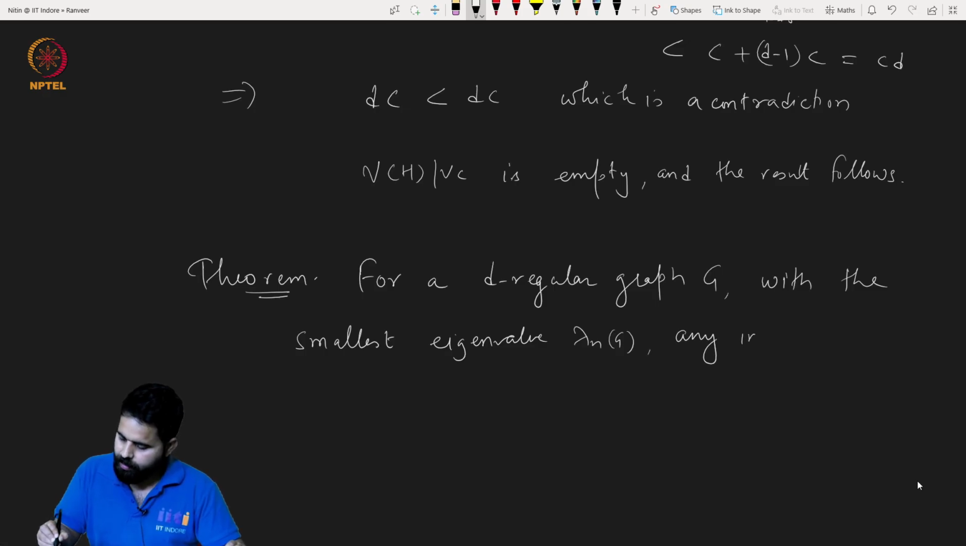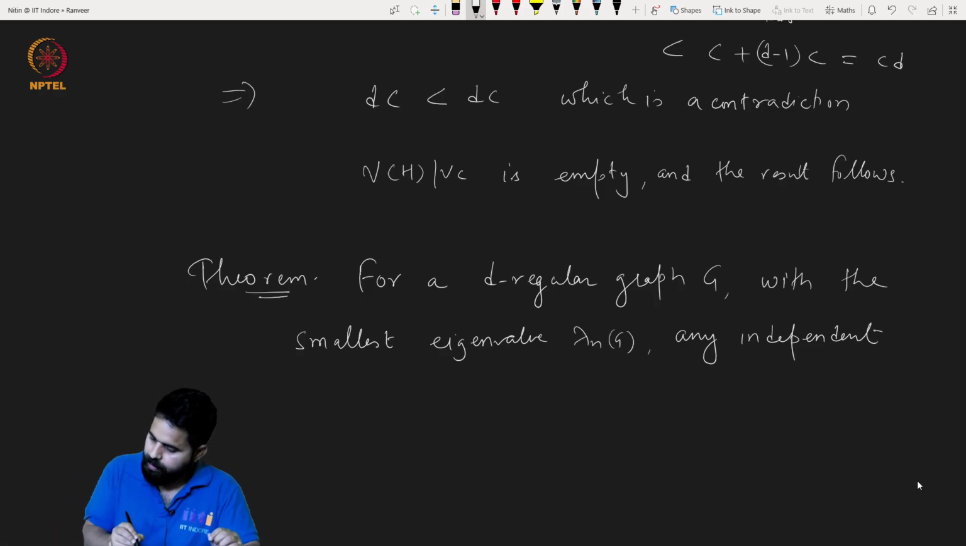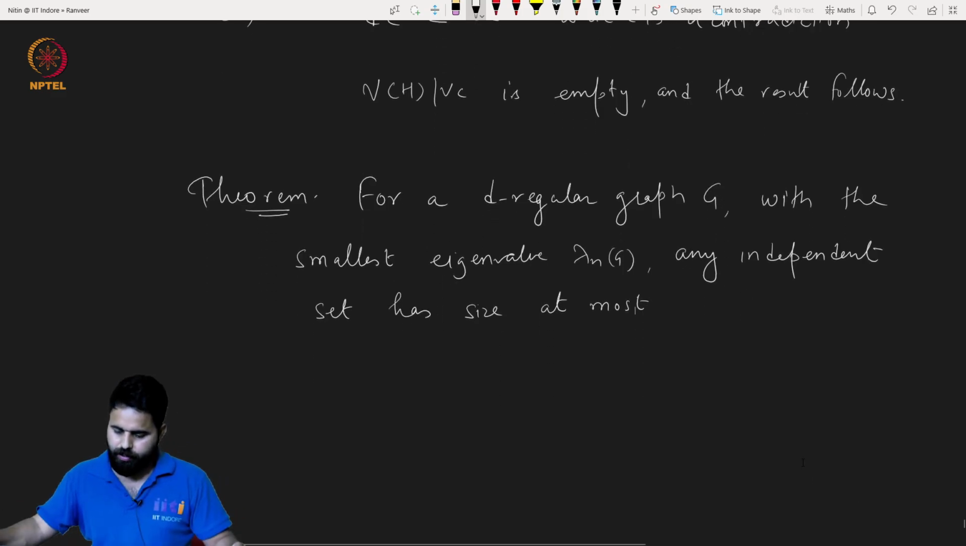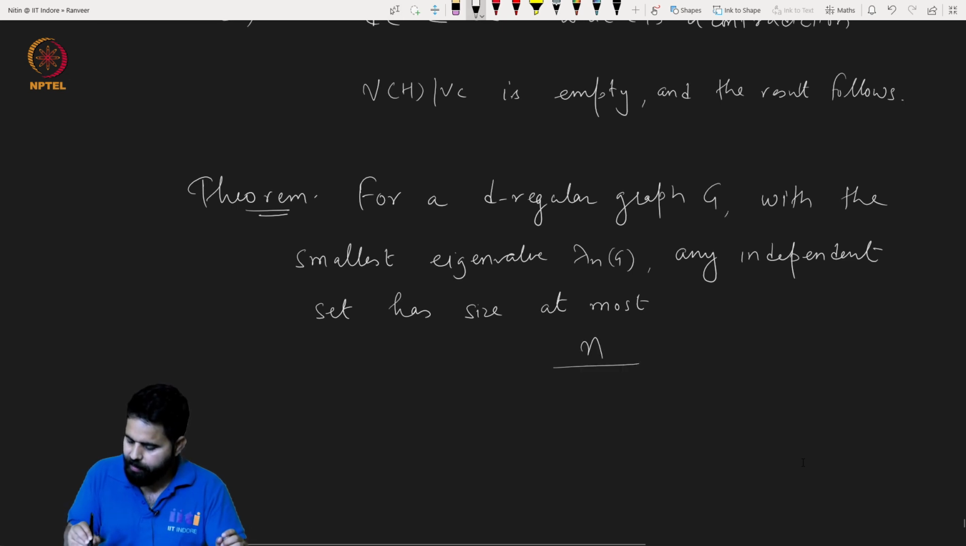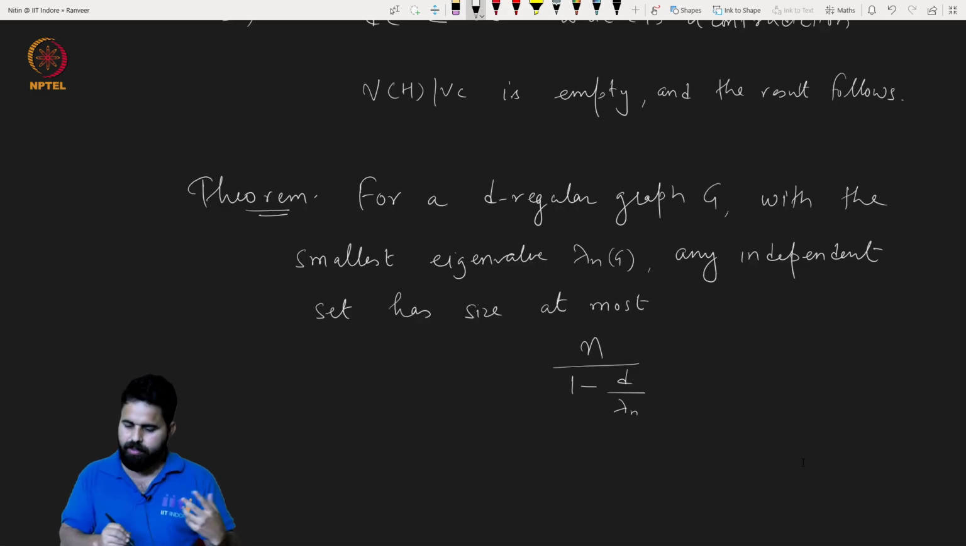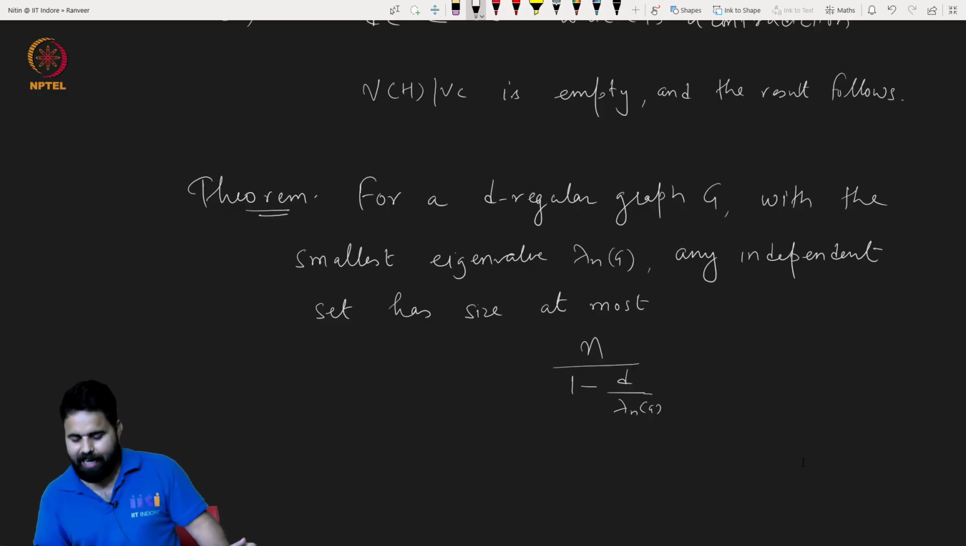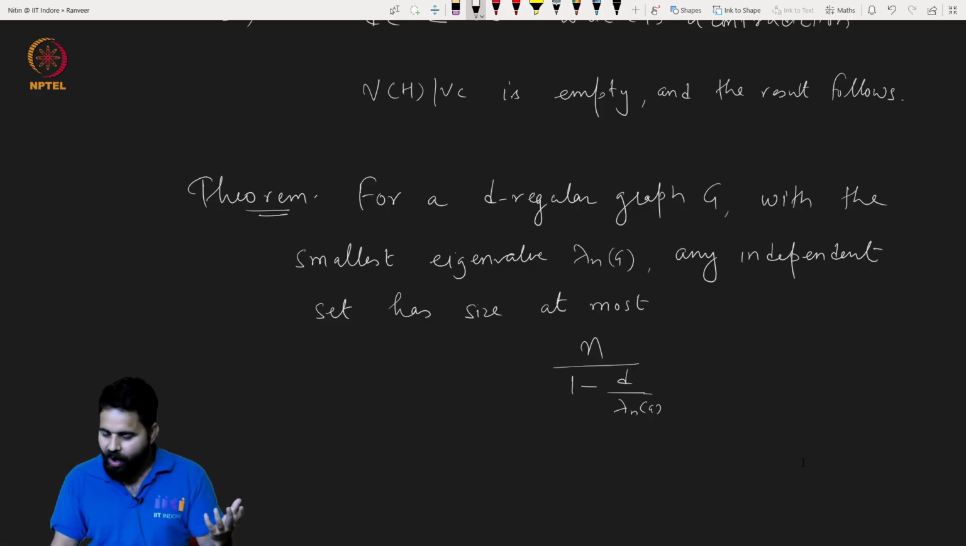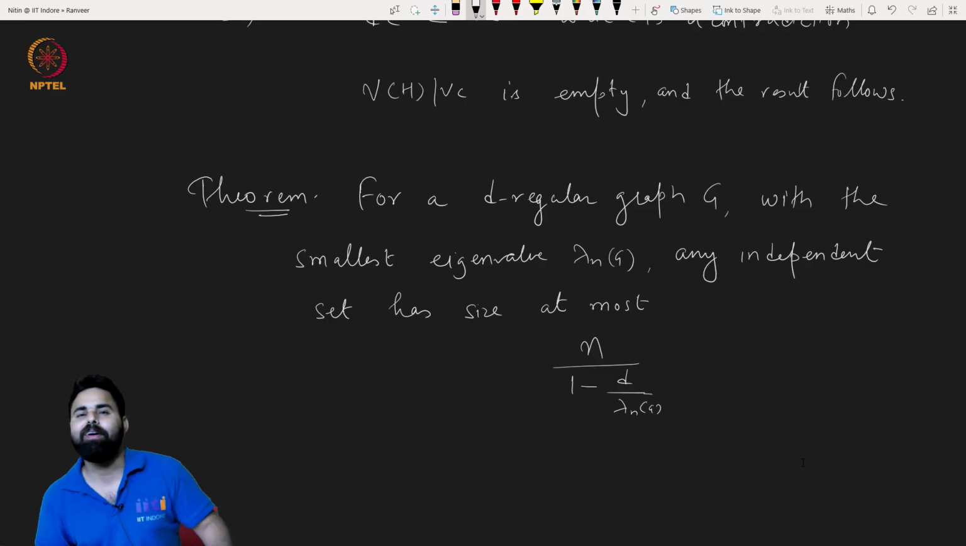any independent set has size at most n divided by 1 minus D divided by lambda_n, where lambda_n is the smallest eigenvalue of G. Very nice. In terms of the smallest eigenvalue, the largest is by default D. So you are giving a bound on an independent set of a D-regular graph.